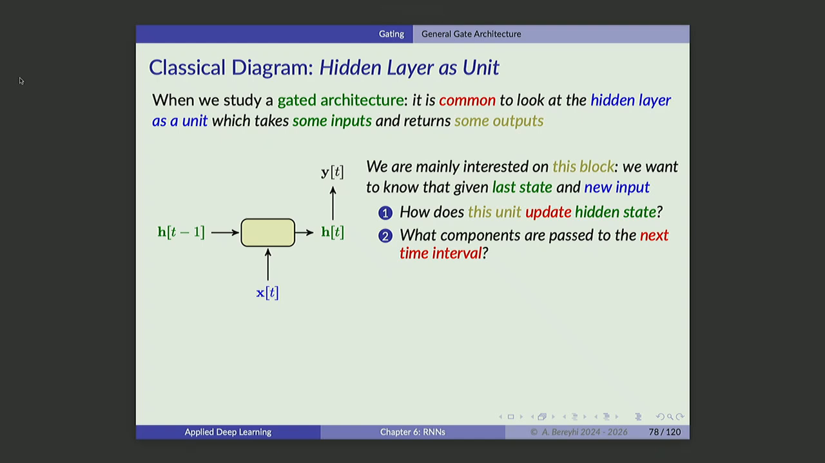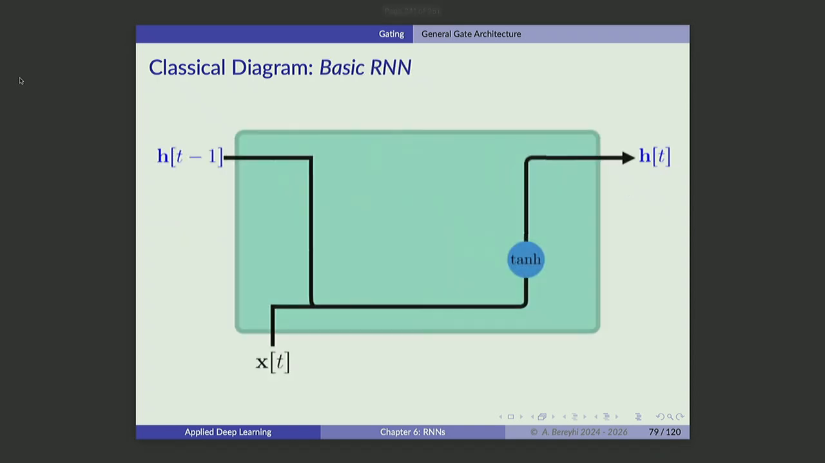Now, the basic things that we want to specify: what does this unit look like, how does it update this hidden layer, and how is it going to pass this hidden state to the next time, okay? For now, assume that we have only one hidden state, but I'm going to explain LSTM, and it has more than one hidden state. But for now, let's think about a simple case. Now, this guy is the basic RNN, and here is how you can read this diagram.